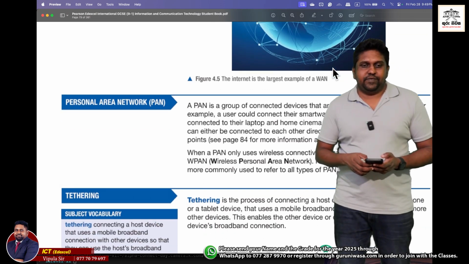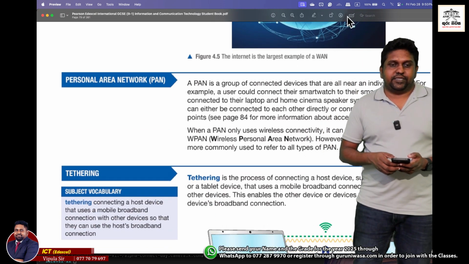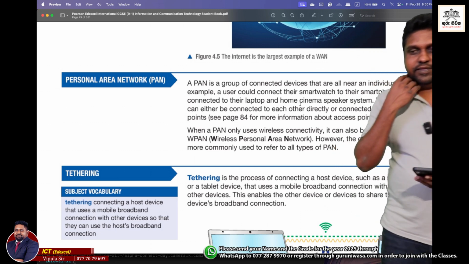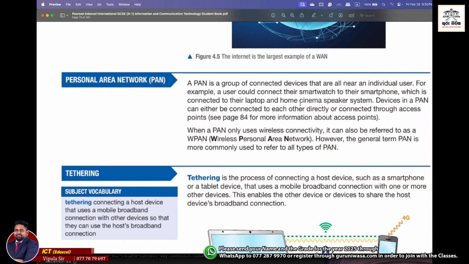And we have the next point, which is PAN. Okay, so PAN means a group of devices that are all near an individual user.